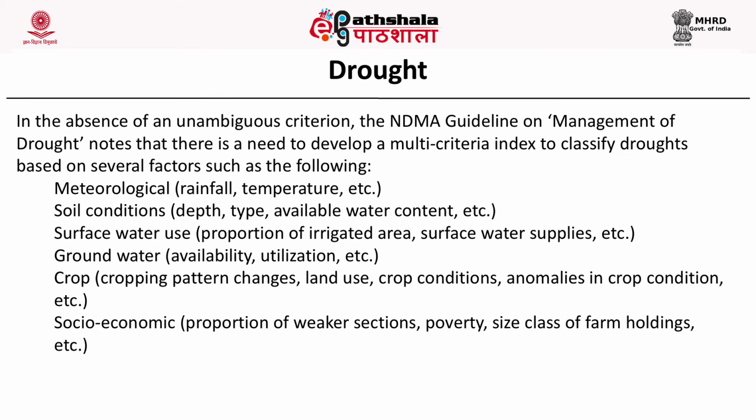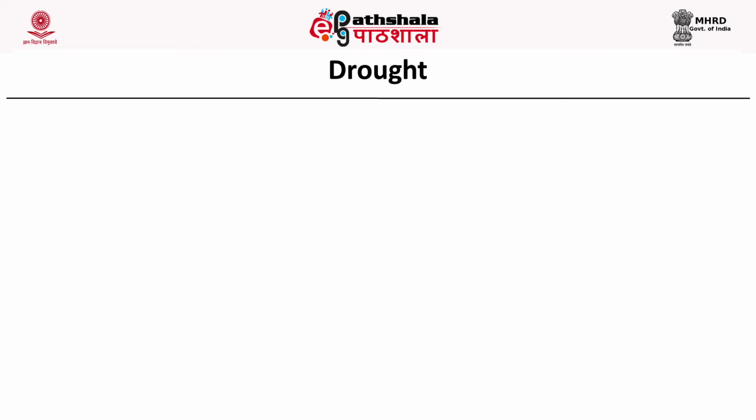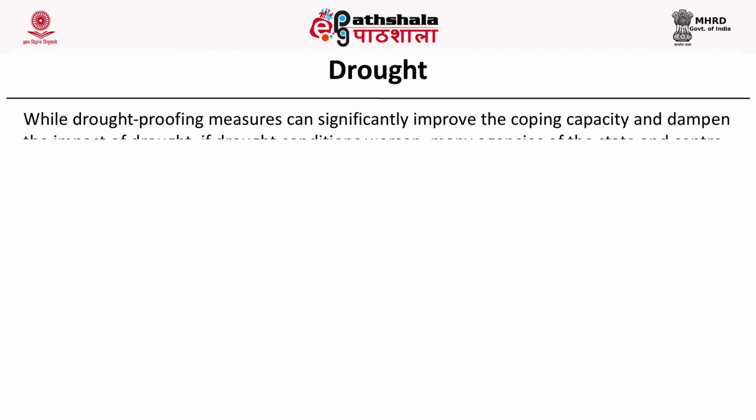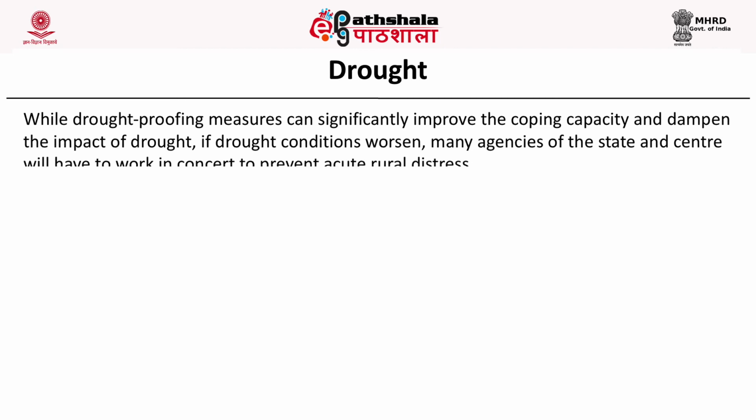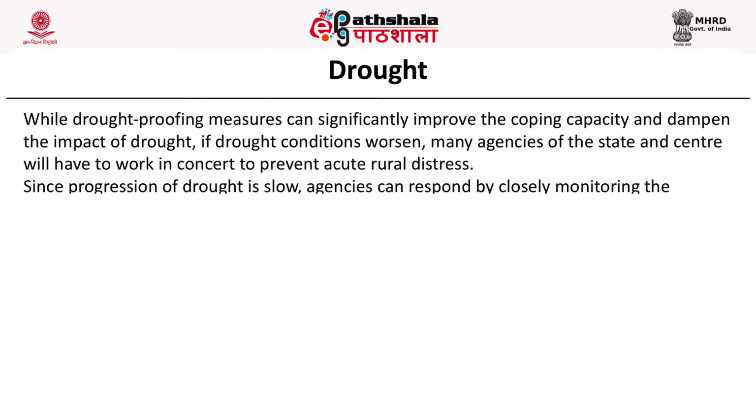While drought proofing measures can significantly improve the coping capacity and dampen the impact of drought, if drought conditions worsen, many agencies of the state and center will have to work in coordination to prevent actual rural distress. Since the progression of droughts is slow, agencies can respond by closely monitoring the situation using various technical capabilities available.